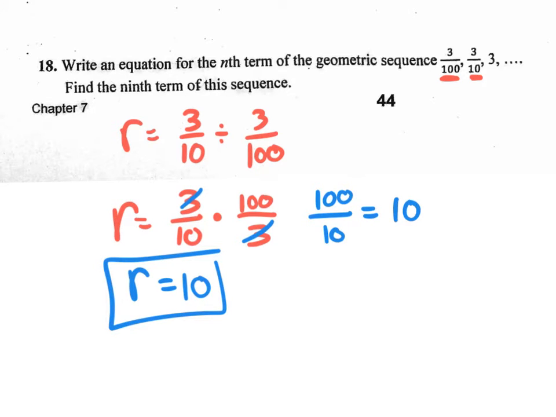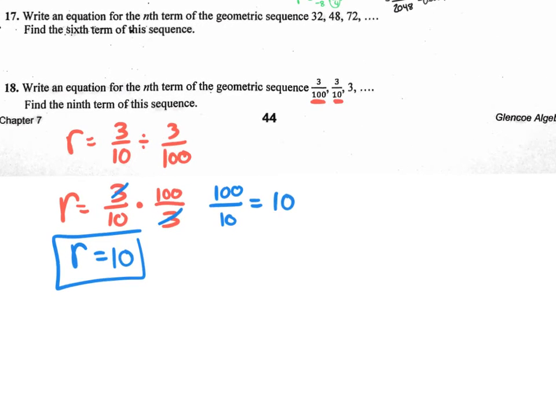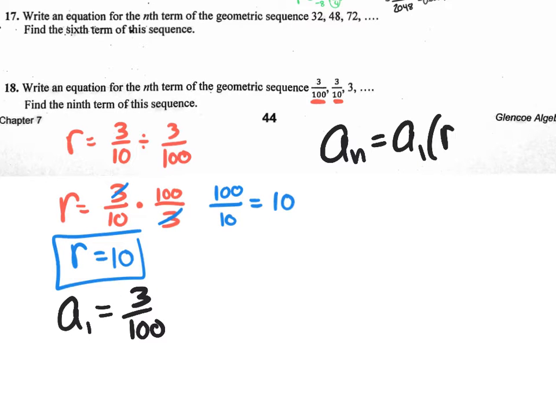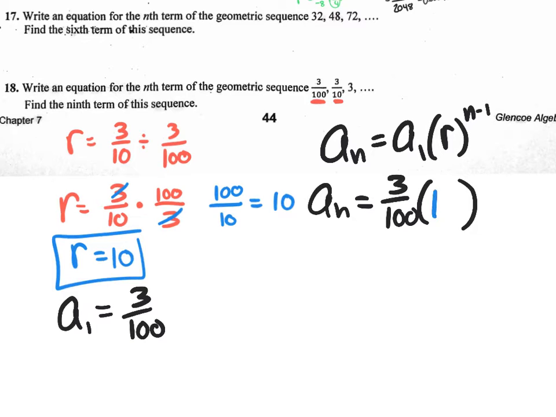Okay, so you want to write the a sub n rule. You're going to have to know the common ratio. You're also going to have to know your first term. What's your first term? 3 over 100. And of course, you need to have the a sub n rule memorized. A sub n equals a sub 1 times the common ratio r to the n minus 1 power. So let's just plug in what we know. We're going to have a sub n equals a sub 1. A sub 1 we said was 3 over 100 times the common ratio, which we know is 10, and it's all to the n minus 1 power.